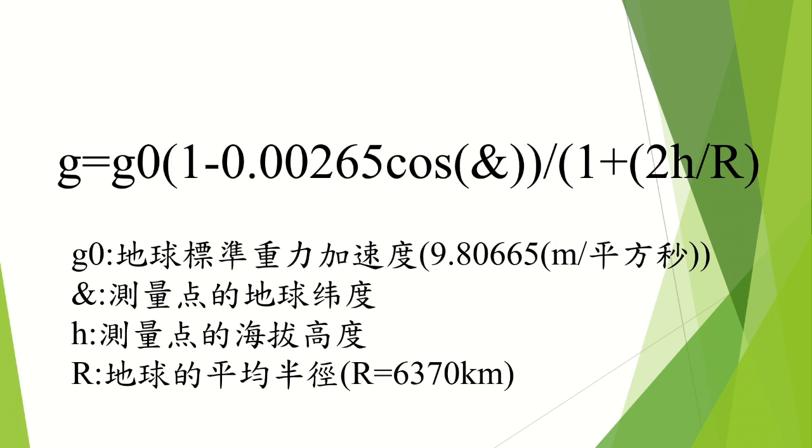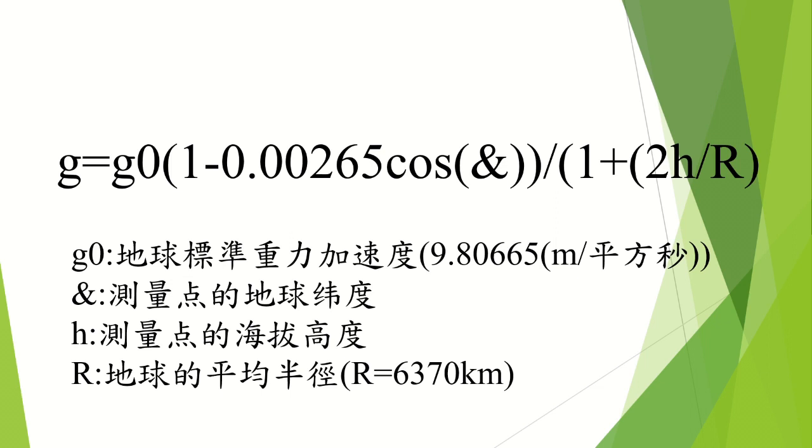G equals G0 multiplied by 1 minus 0.00265 cosine of phi, divided by 1 plus 2h divided by R, where G0 means Earth's standard gravitational acceleration, which is 9.80665 meters per square second, phi is the place's latitude, H is the place's altitude, and R is Earth's average radius, which is 6,370 kilometers.